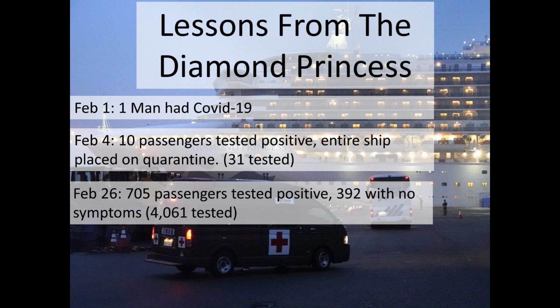So the next thing that happens is on February 26th, they test, and this has been happening all up until this point, but by February 26th, they've tested 4,060 people. And of those, 705 people have tested positive for coronavirus. Now, what's particularly important about this, and we really would only see it on the cruise ship, is that 392 have no symptoms.